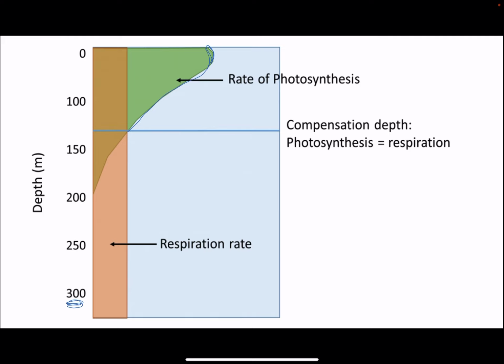And that respiration, which is also happening at the same time, which is essentially the reverse of photosynthesis, is the rate in orange here. And this is happening at the same rate regardless of depth because it's not dependent on light. And at some point, which is denoted right here, where the rate of photosynthesis is equal to the rate of respiration, this is known as the compensation depth. So above this compensation depth, you have net primary production, and below this compensation depth, you have net respiration.